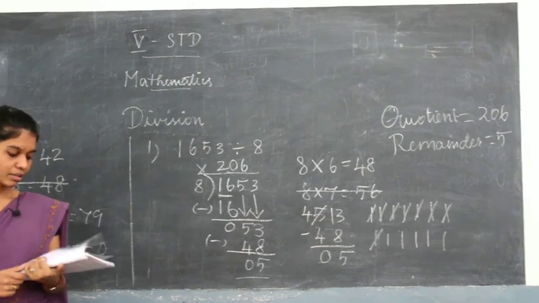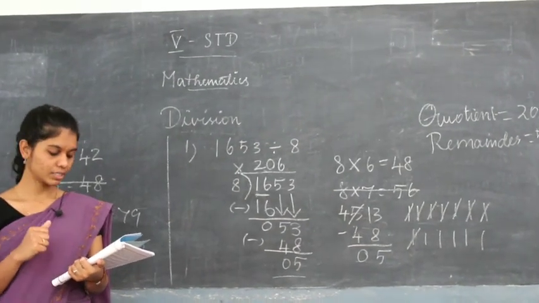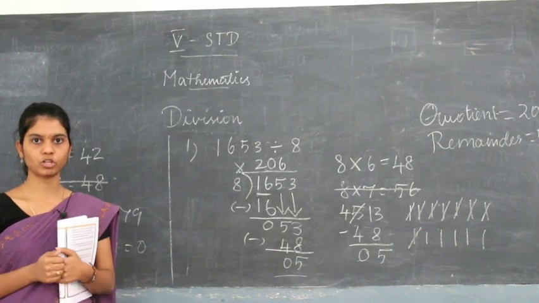Okay, there are 3 more sums in the same Roman numeral, which is the second, third and fourth sum. That will also be your homework.